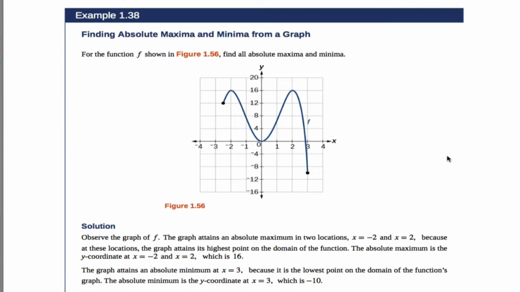All right, the final topic from this section in the OpenStax PreCalculus book is exhibited here in example 1.38, where we're asked to find the absolute maxima and minima of a graph. Note that when we're asking about absolute maxima and minima, you'll see endpoints included, often, not always.